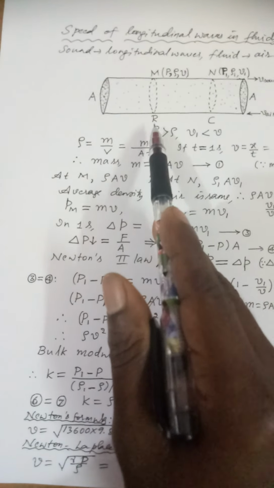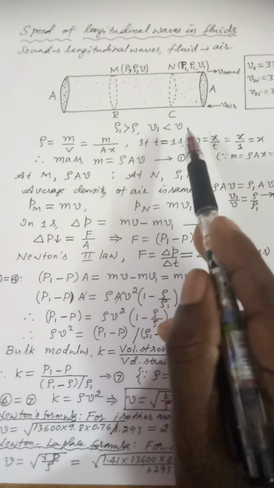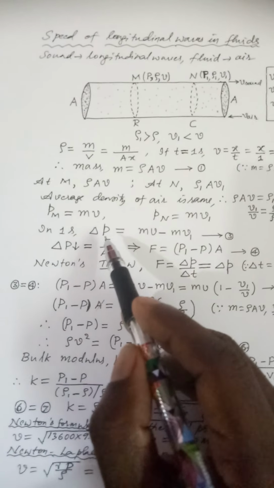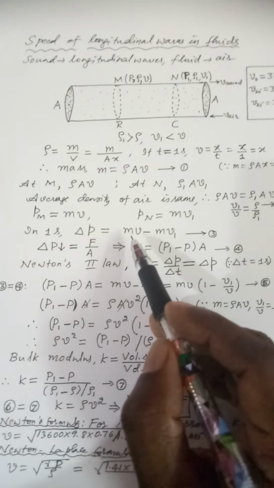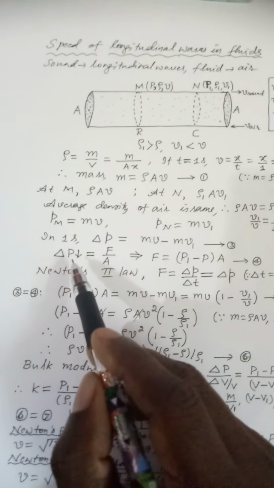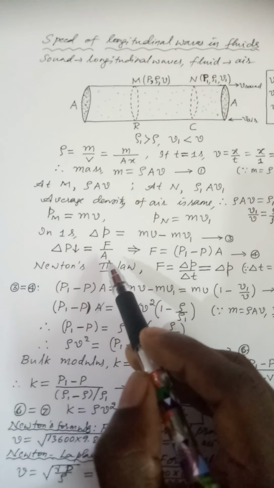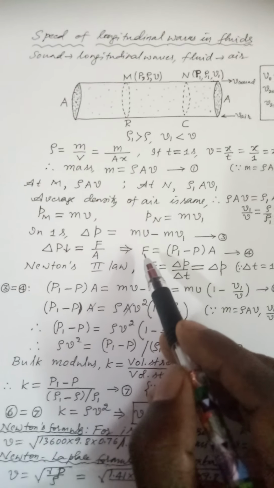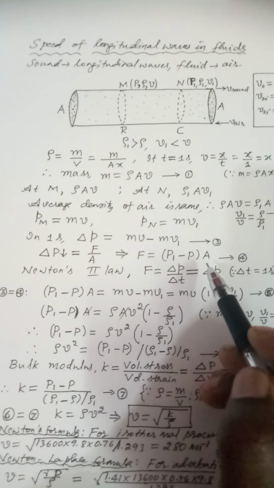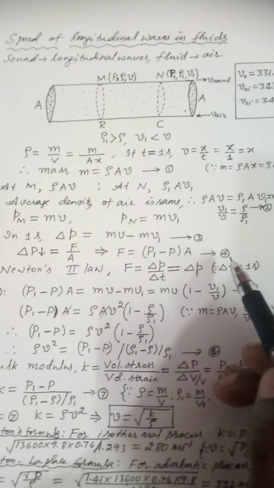Momentum at M is mV. Momentum at N is mV1. In 1 second, change in momentum is mV minus mV1. Call it equation number 3. Now decrease in pressure is force by area. Now this implies that force is equal to decrease in pressure into area. Call it equation number 4.